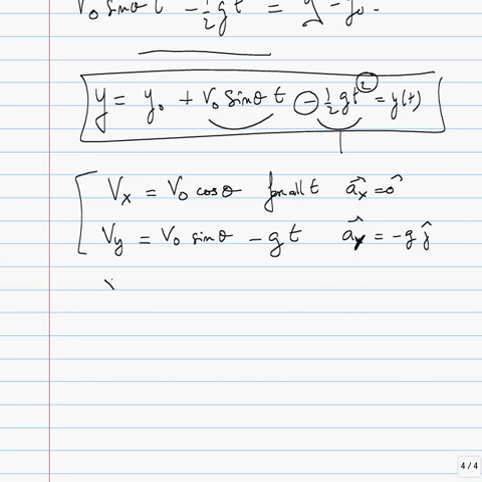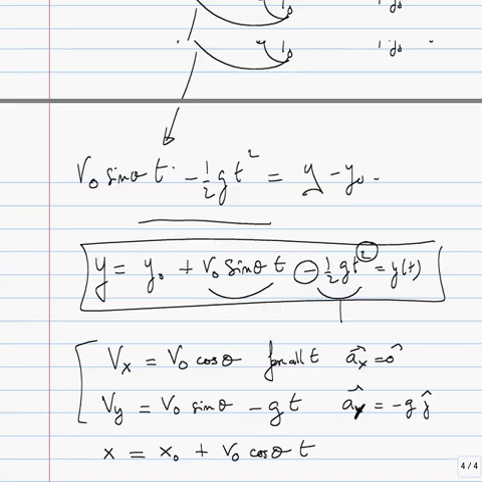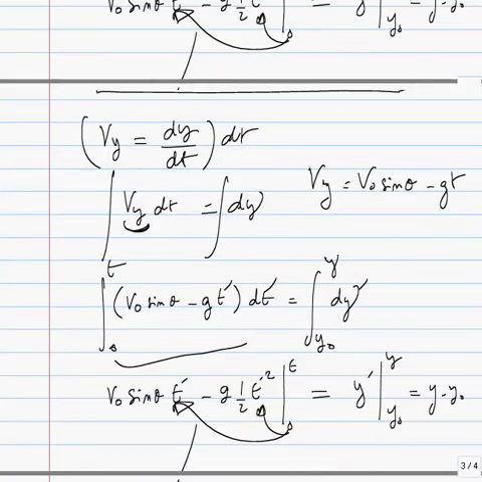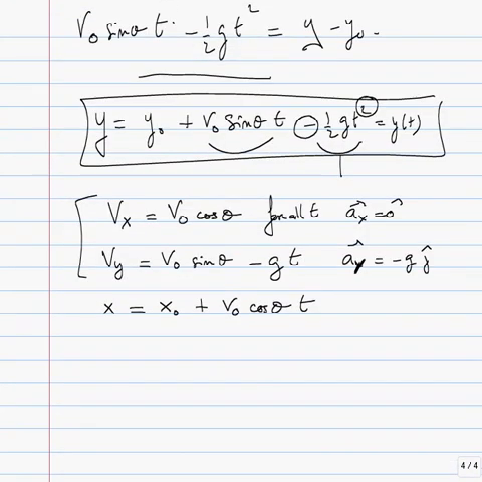And then the two other equations. The first was x is equal to x naught plus v naught cosine theta t. Again, this is a linear equation, and this gives us the position in the x direction as a function of time.